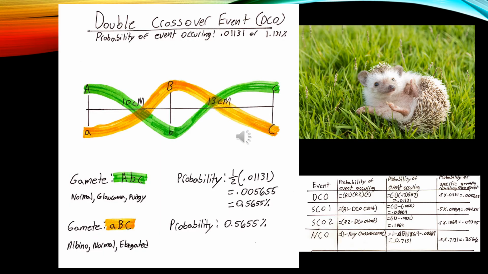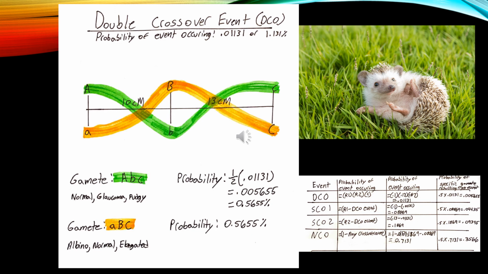Our final possibility, with a probability of 1.131%, is that we have a double crossover event occur. In order to calculate this double crossover event, you take the distance between each locus, so 0.1 Morgan from A to B, and 0.13 Morgan from B to C, then multiply that by the coefficient of coincidence, which is 0.87 for this test. That will give you the answer of 0.0113.